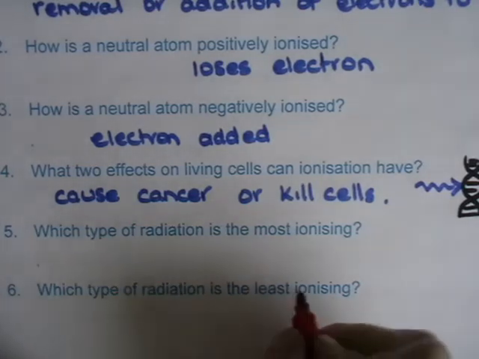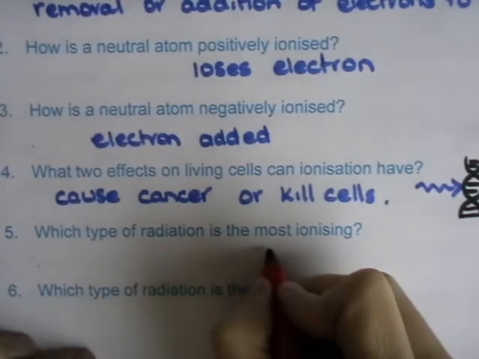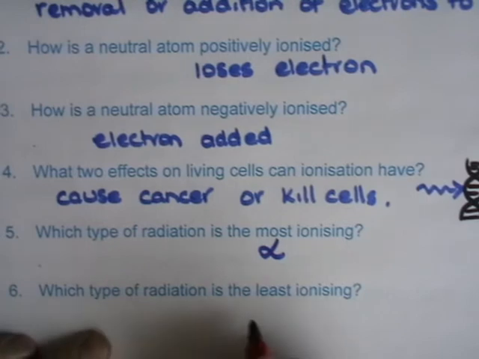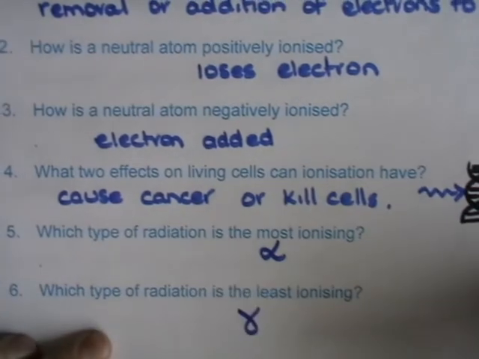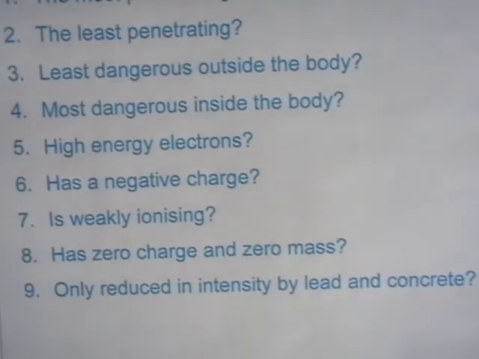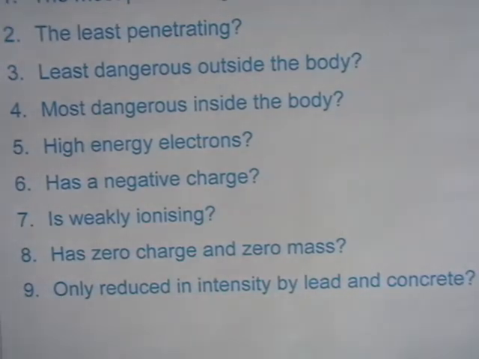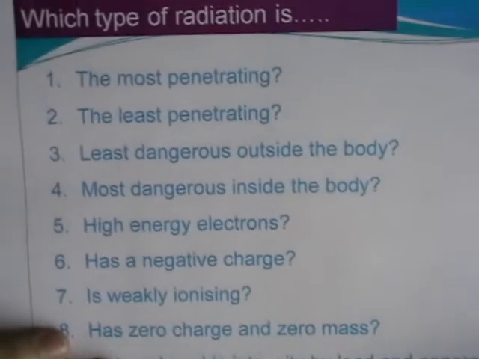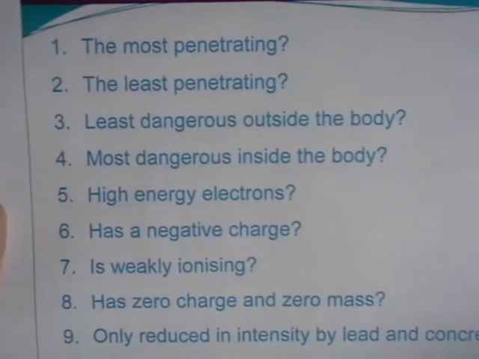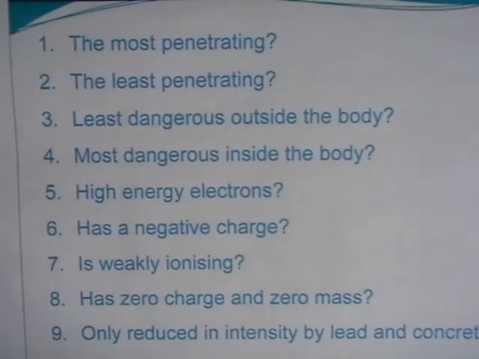Which type of radiation is most ionizing? The answer, we did it over the page, is alpha. And which type of radiation is least ionizing? The answer is gamma. This is the last question, our last set of questions. Feel free, please, to turn off the podcast, answer the questions, and then come back. So I'll let you see all the questions in case you just want to do them on your own first.